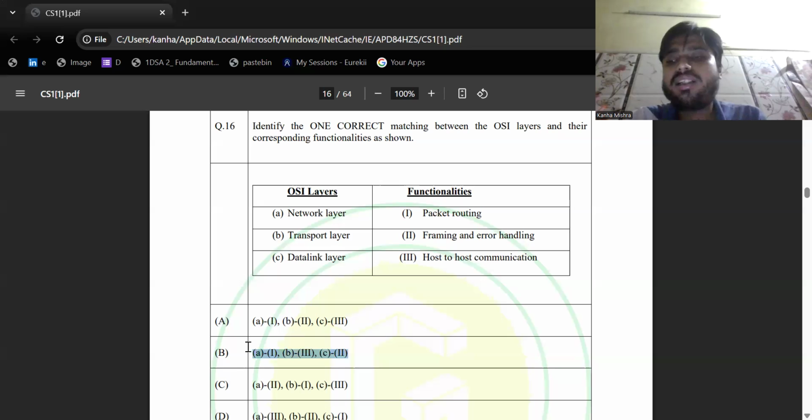The network layer is used for packet routing. The transport layer is for host to host communication, and the data link layer is for framing of data, converting the raw bits of data into frames, and it does error detection as well. So option B is the right answer.